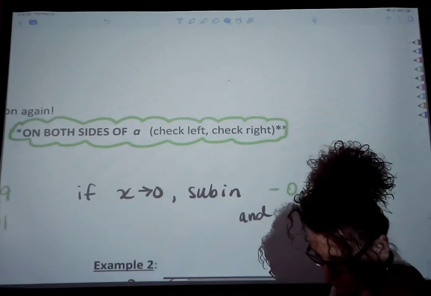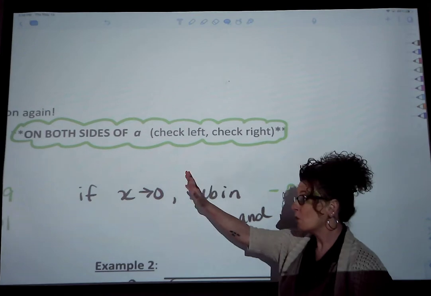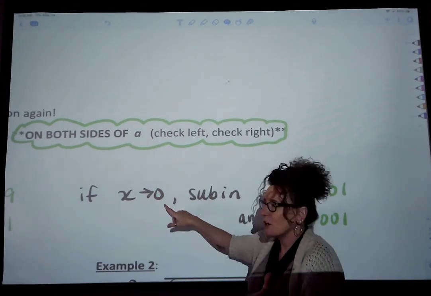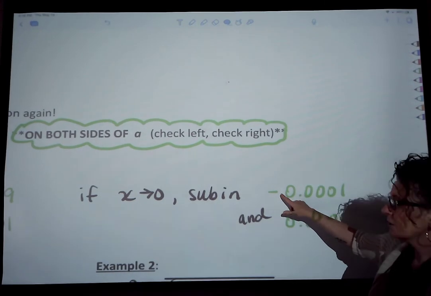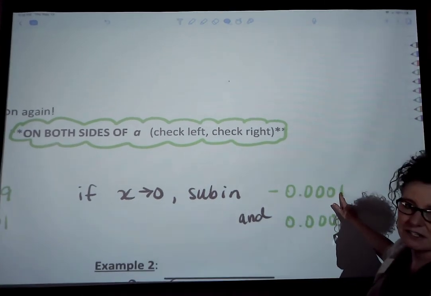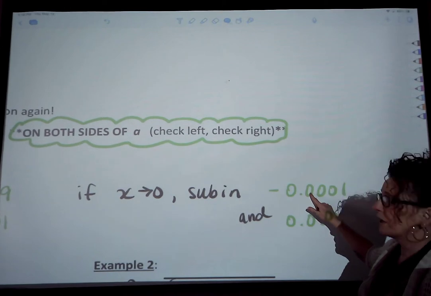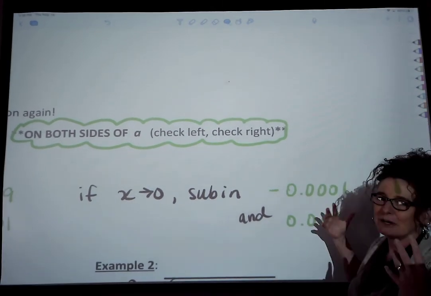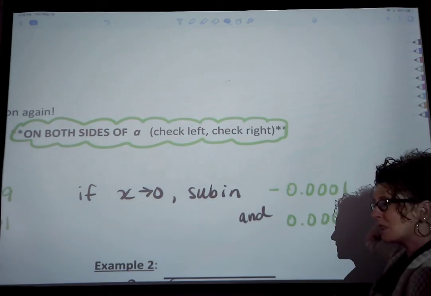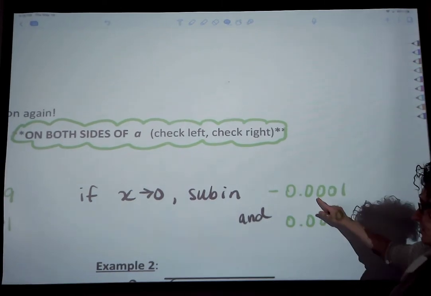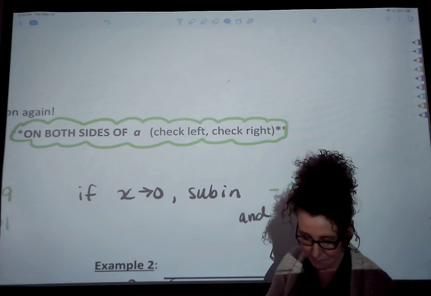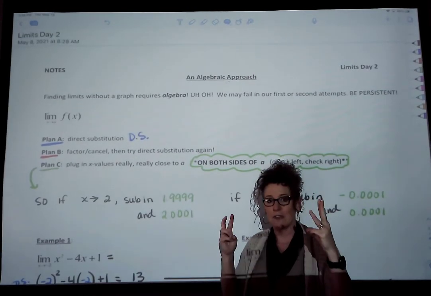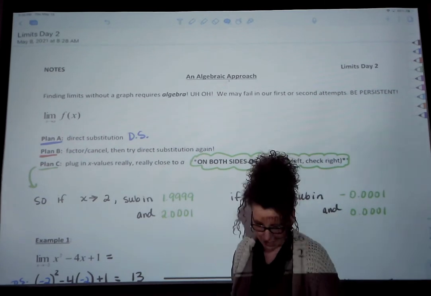Or, what if you're doing a limit as x approaches 0? A number just below 0 is going to be negative 0.0001. And I kind of picked these at random. I mean, you could have picked 0.00000001. Whatever. I picked a pretty small number close to 0. And then to the right would be the positive version of that. Super close to 0, right? Okay, so plan A, plan B, plan C, we're going to try them all if necessary.